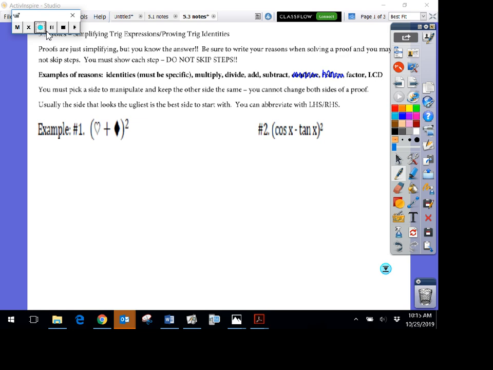If you're ever in doubt, should I write that or not, just write it. If you have to sit there and think, should I show this step? Just show it, because by the time you show it, you're going to move on to the next step of the problem and you won't have wasted any time.